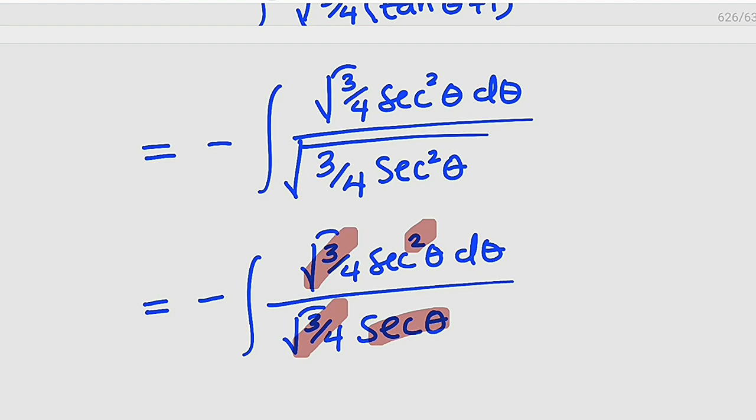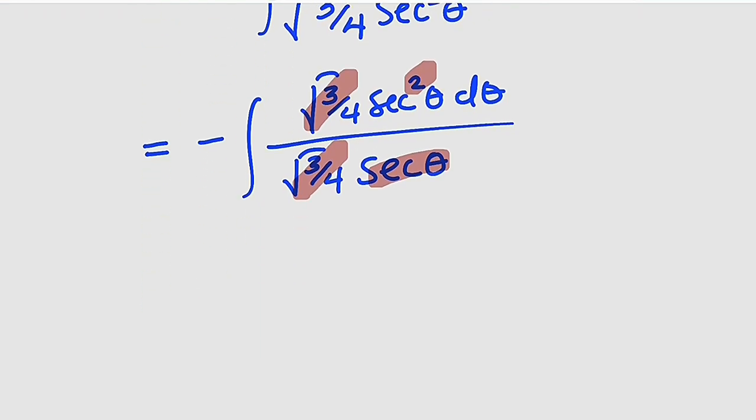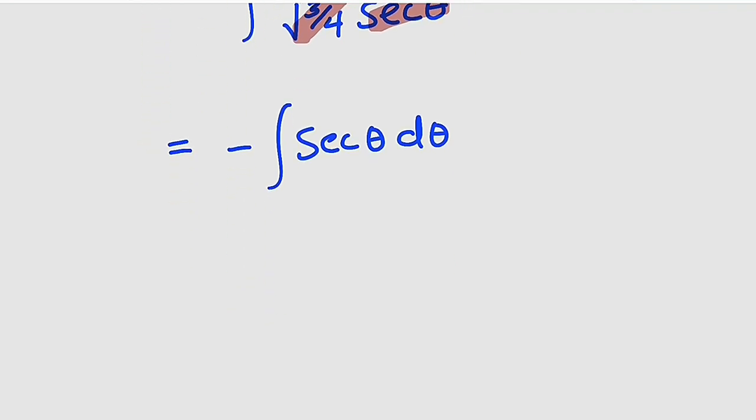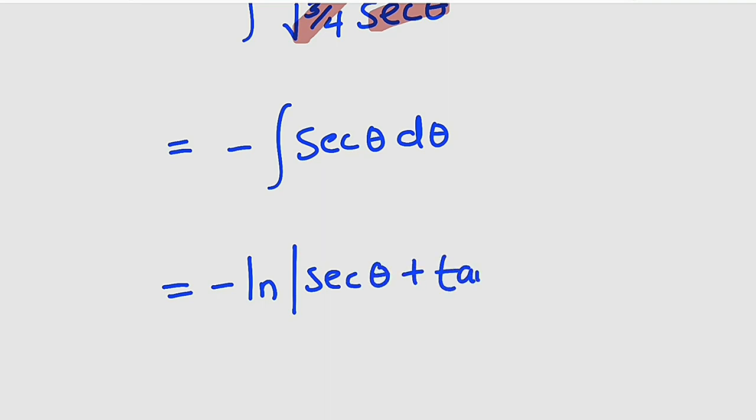So we only have secant theta d theta as our main function. So this is equal to negative integral of secant theta d theta. So how can we integrate secant theta? It is the same thing as natural log of secant theta plus tan theta. But remember, we have a negative sign. So this is equal to negative natural log of the absolute value of secant theta plus tangent theta plus the constant of integration. We are done.